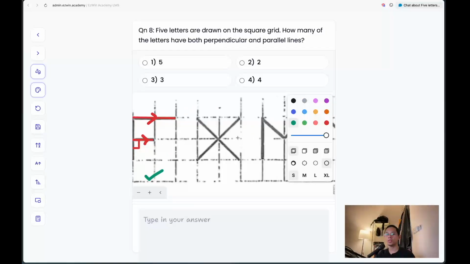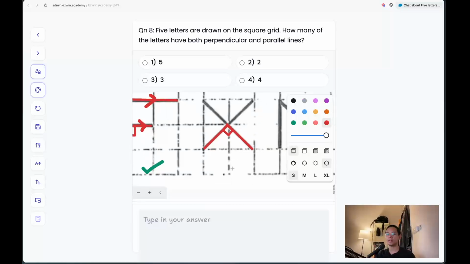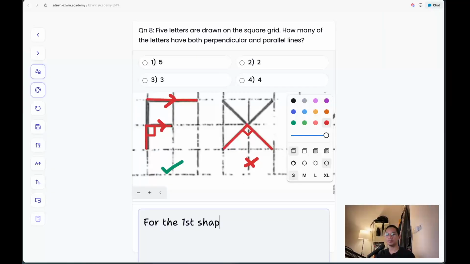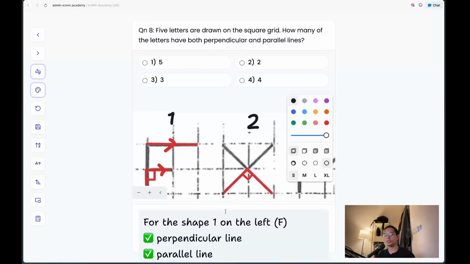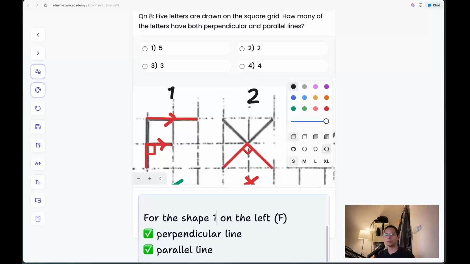Let's move on to the second shape. Is there a perpendicular line? Yes, there is. If you see this part and this part, that means this is perpendicular. So it can go diagonal like that. But is there a parallel line? There is no parallel line, which makes this X. So for shape 1 on the left, F, we have perpendicular line and parallel line. For shape number 2, which is an X, we have a perpendicular line, but we don't have a parallel line. I'm going to put a cross.